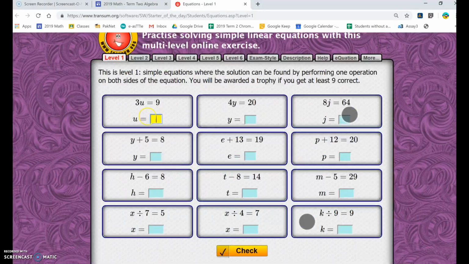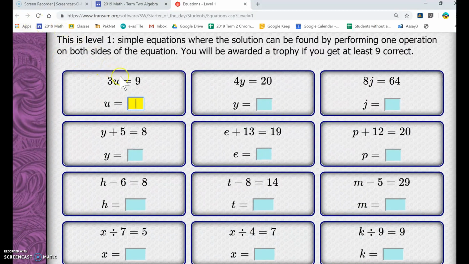between the 3 and the U is an invisible multiplication sign. So 3 times something, some number we don't know, equals 9. I know 3 times 3 is 9, so I thought straight away go 3. Here, I can see 4 times 5 is 20, so I go 5. Here, 8 times j is 64.